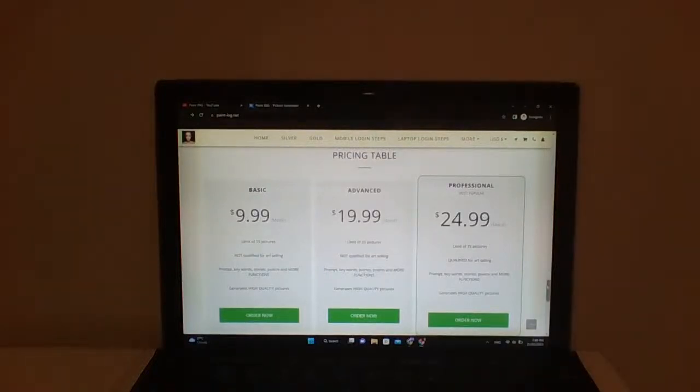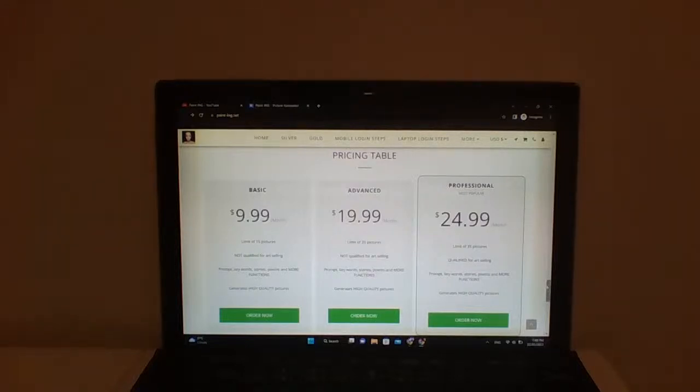Now, you can take a look at our pricing table. We offer three pricing plans: the basic, advanced, and professional plan. The basic plan is only $9.99. We offer a limit of 15 pictures for the basic plan.